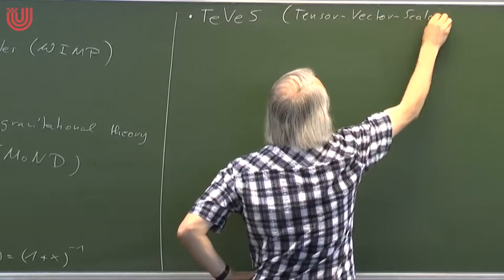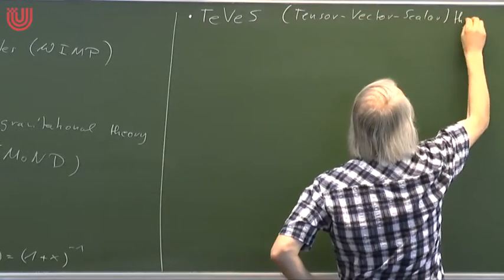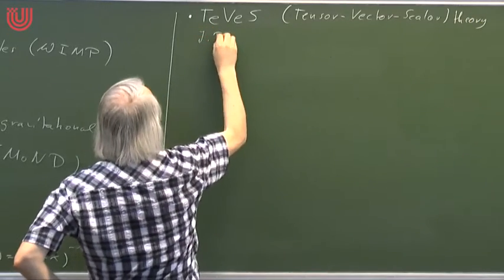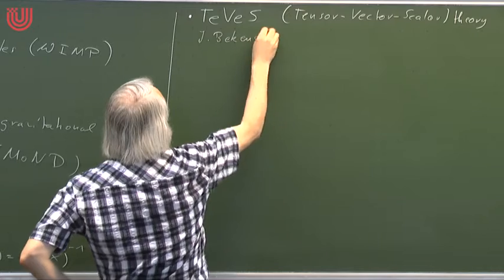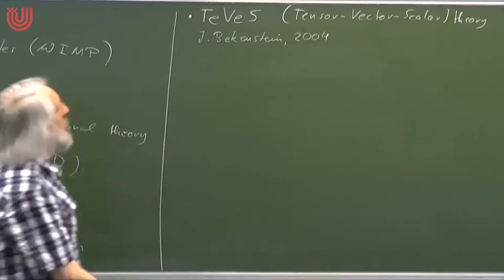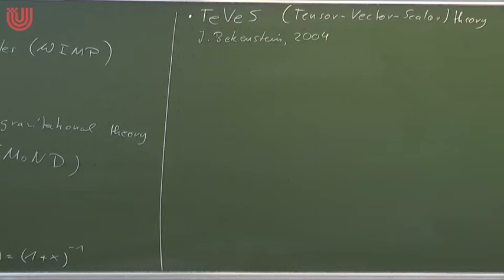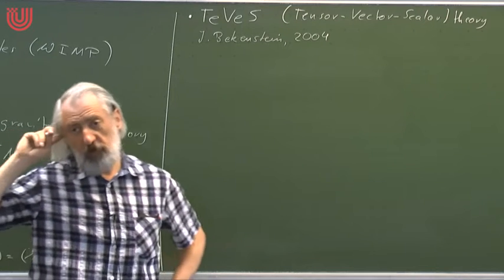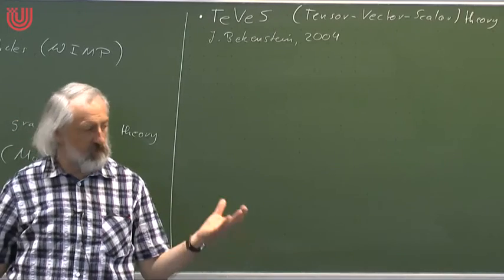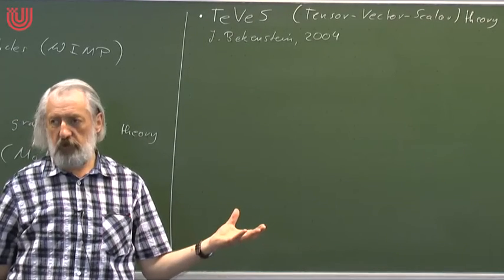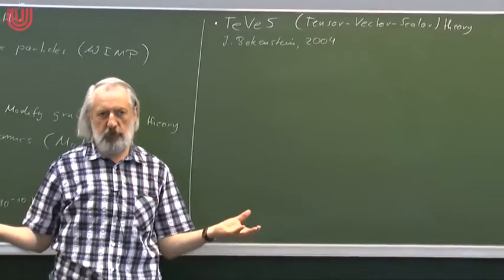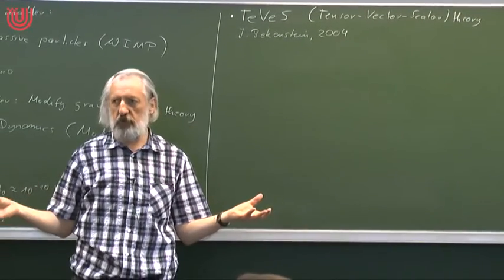And the person who established this was Jakob Bekenstein in 2004. And I think many of you have heard the name Bekenstein. He is most famous as the inventor of the so-called black hole thermodynamics. Yeah? There's a formal analogy between the theory of black holes and thermodynamics. You can formulate a first law and a second law of black hole dynamics in analogy to thermodynamics.